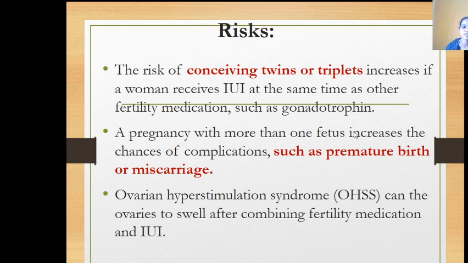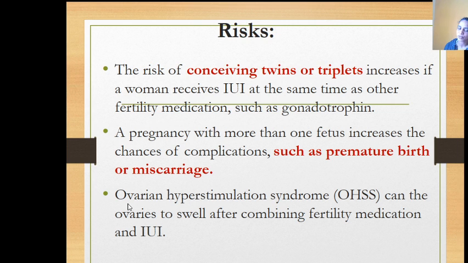And there are certain chances that there might be premature birth or miscarriage. That happens when they have more than one fetus. If there is only one fetus, the chances of miscarriage are less. But if the number of fetuses is more than one, there is a chance that the babies will be born prematurely or there will be miscarriages.